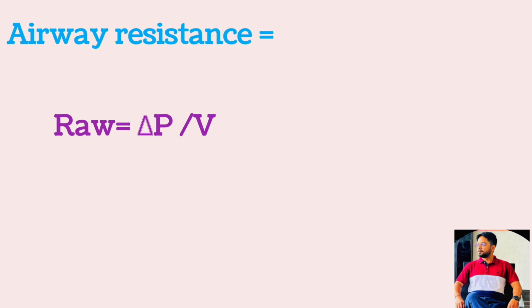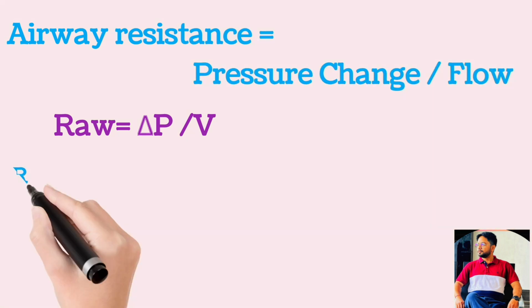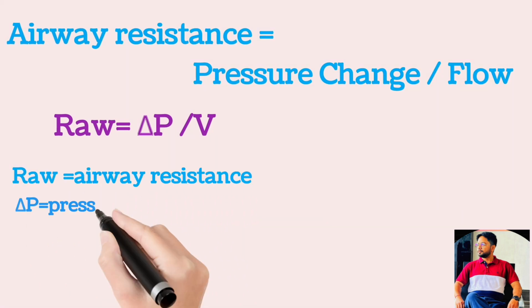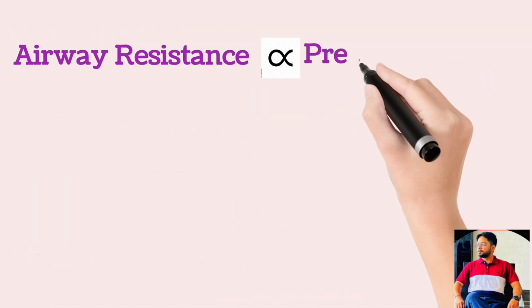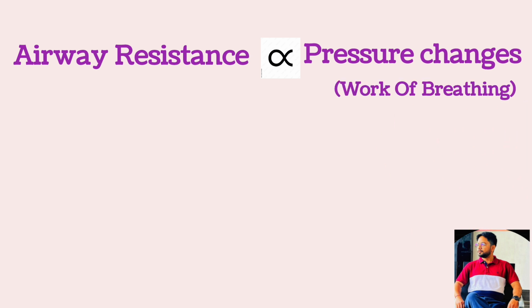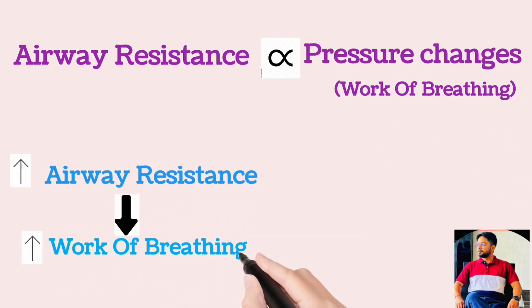Airway resistance and the work of breathing. Airway resistance is calculated by pressure changes divided by flow. Pressure changes is the peak inspiratory pressure minus plateau pressure, that is the work of breathing. Since airway resistance is directly related to the pressure changes, an increase in the airway resistance means the patient must exert more energy for ventilation.